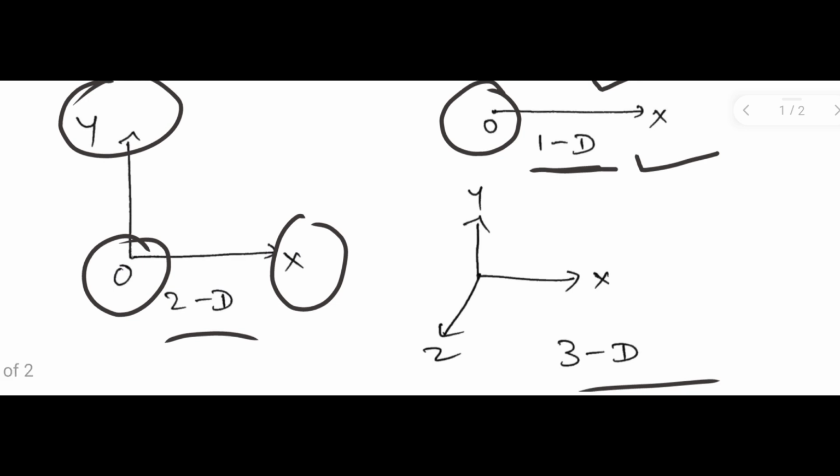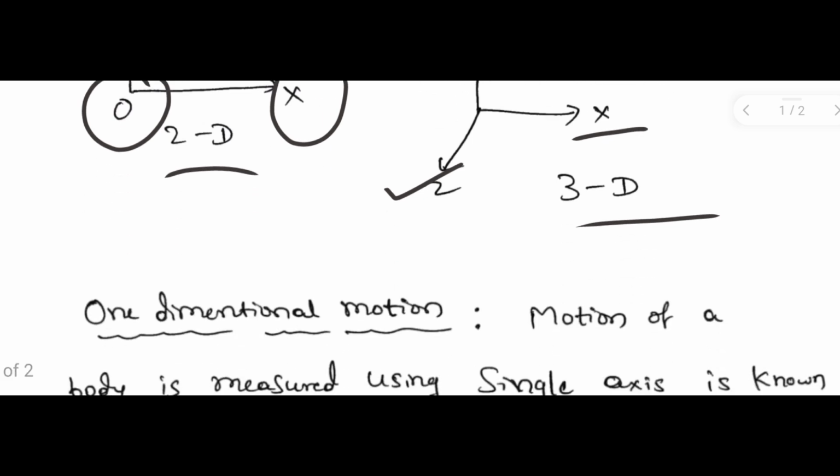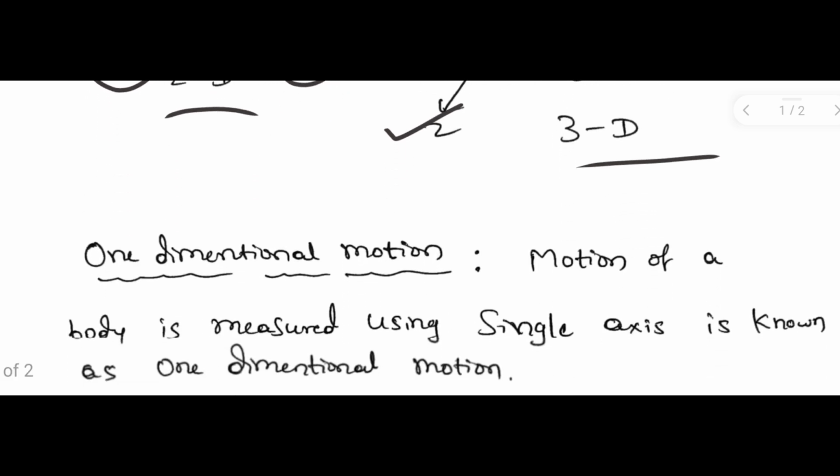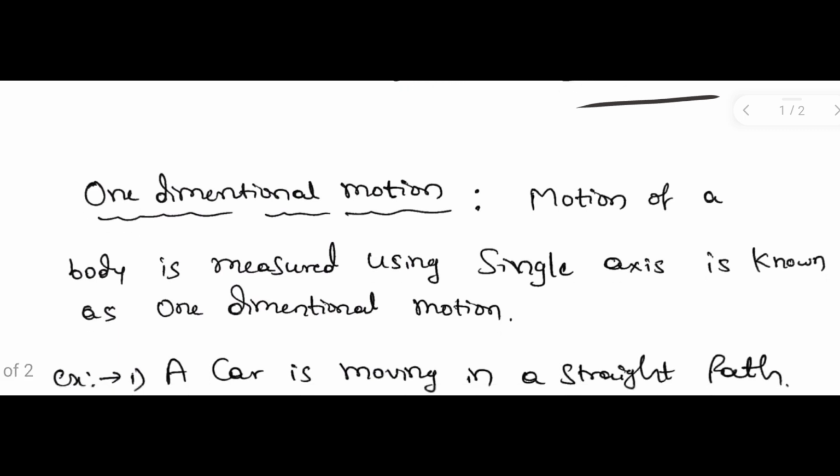Next, this is a three dimensional diagram. Here we are using three axes, x, y and z axis. The motion of a body measured using three axes is known as three dimensional motion. For examples we will discuss below. First we will see the definitions. One dimensional motion.